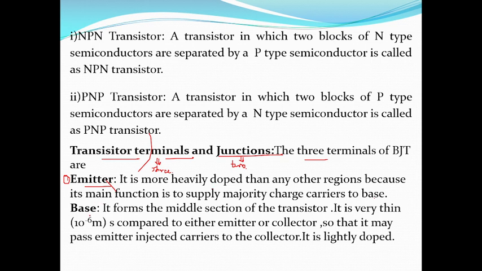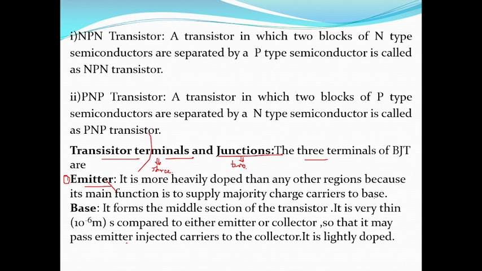Next terminal is the base. The base forms the middle section of the transistor. This base layer is made very thin, on the order of 10 power minus 6 meters. When compared to the other two regions, the base region is very thin.